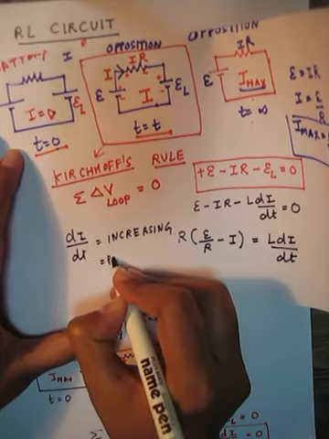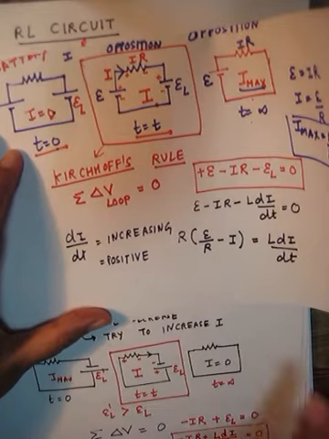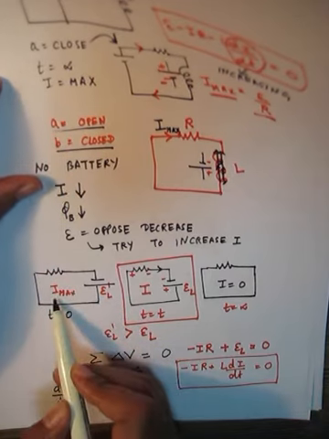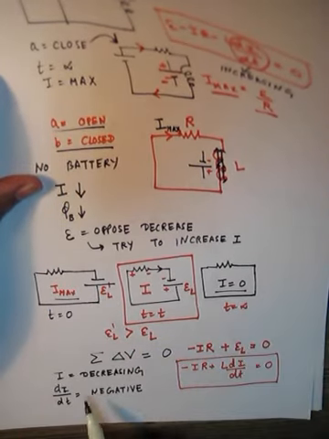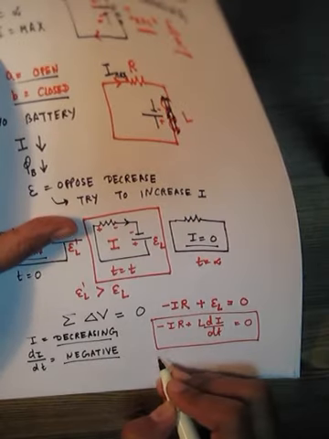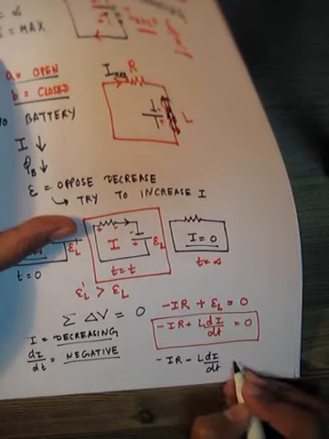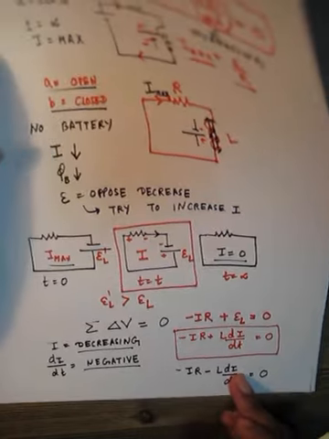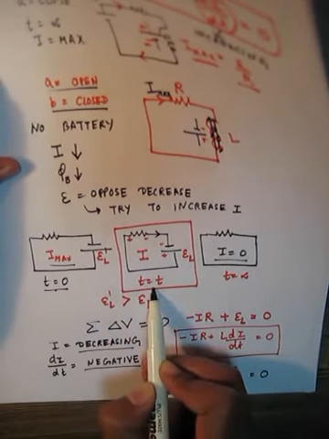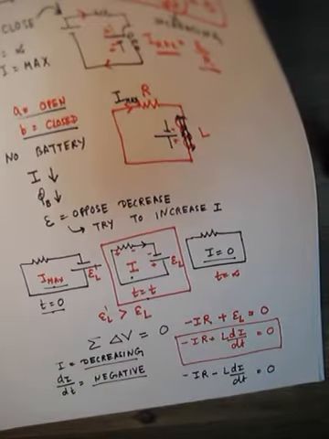So if increasing was positive, then in this case the current is decreasing, because it's going from maximum to 0. It's a decreasing current, so we give it a negative sign. Okay? So this equation will become minus IR minus L di upon dt equal to 0. This will be our equation, and time will vary from 0 to t, current will vary from I maximum to I. So let's try to solve this equation.